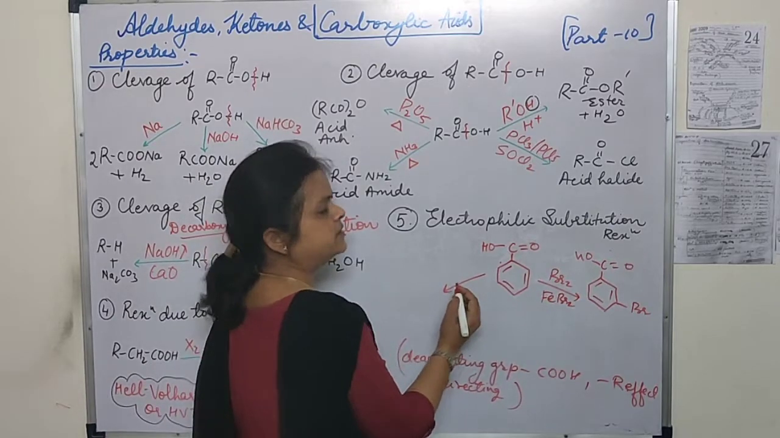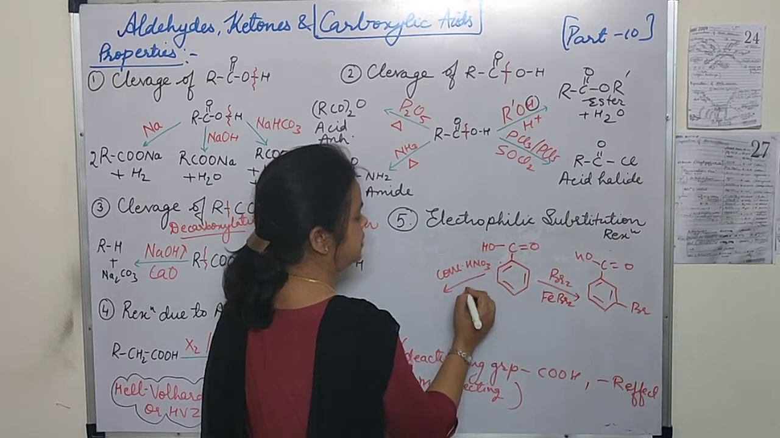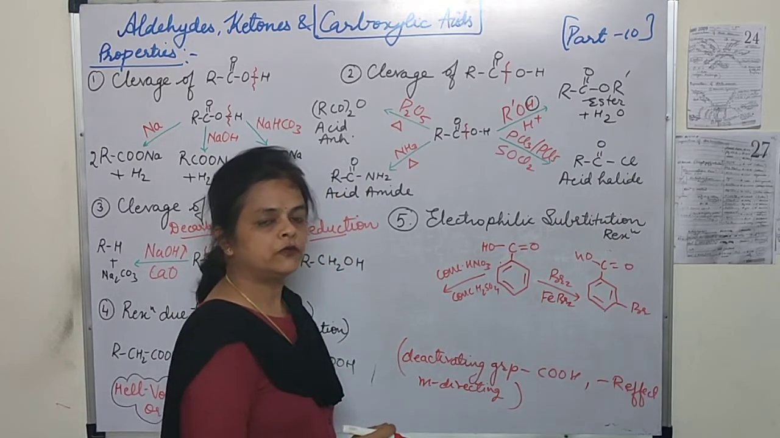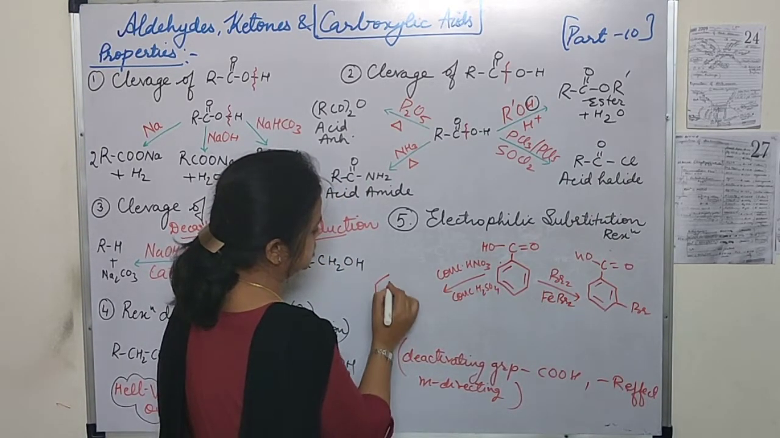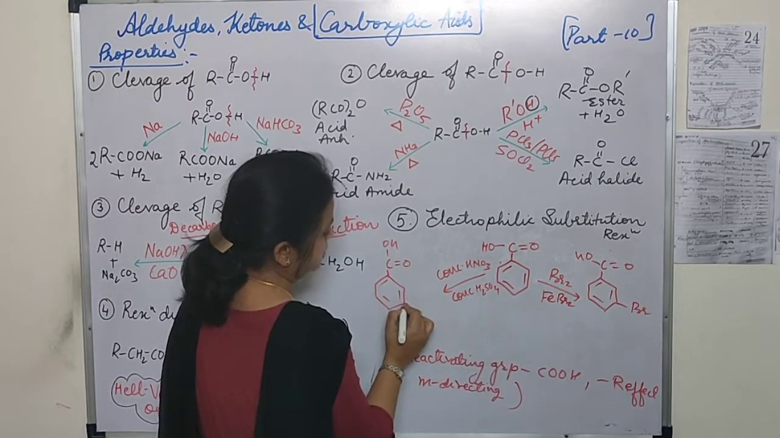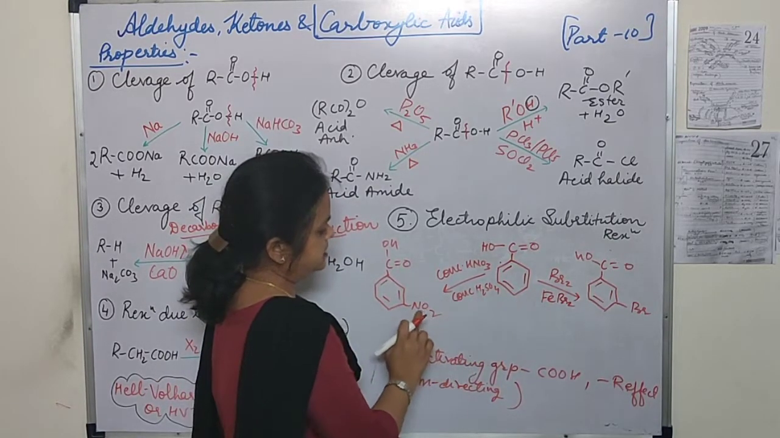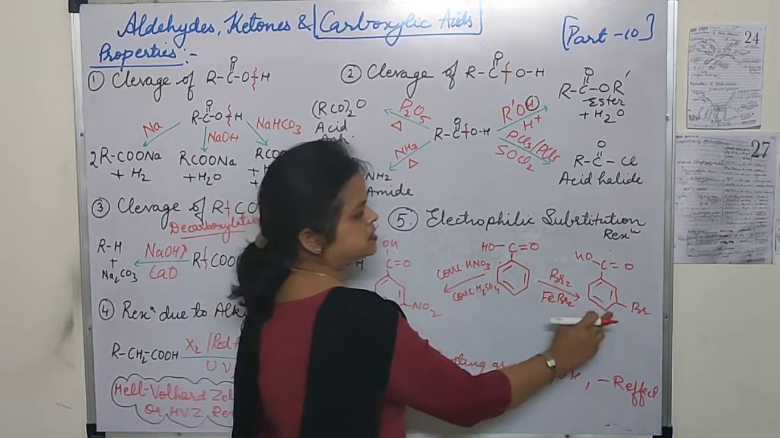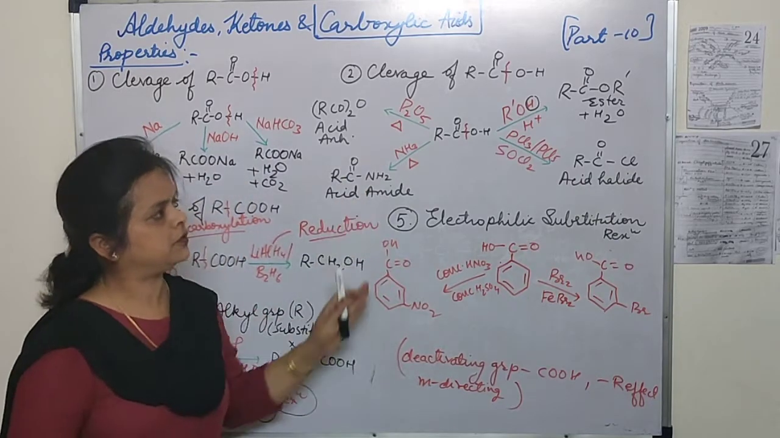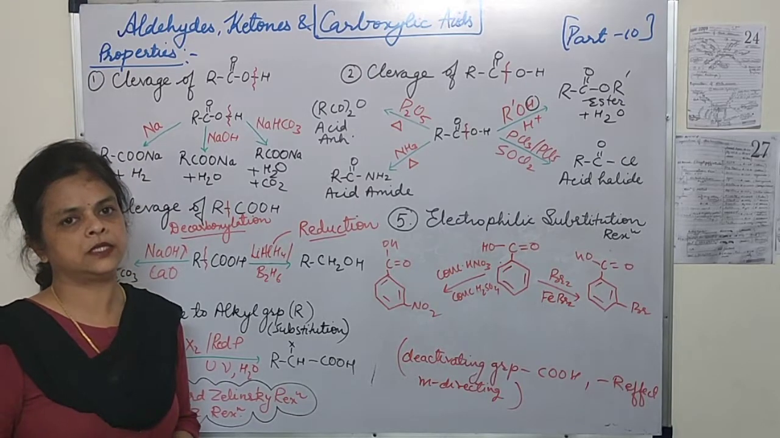If you are making it react with a nitrating mixture, concentrated HNO3 and concentrated H2SO4, then the nitro group will come at its meta position. The structure will be somewhat like this. Okay, so this is benzoic acid and this is meta-nitrobenzoic acid. This is meta-bromobenzoic acid. In this way you can learn the different reactions, and now we are going to discuss the acidic nature of the carboxylic acid in detail.